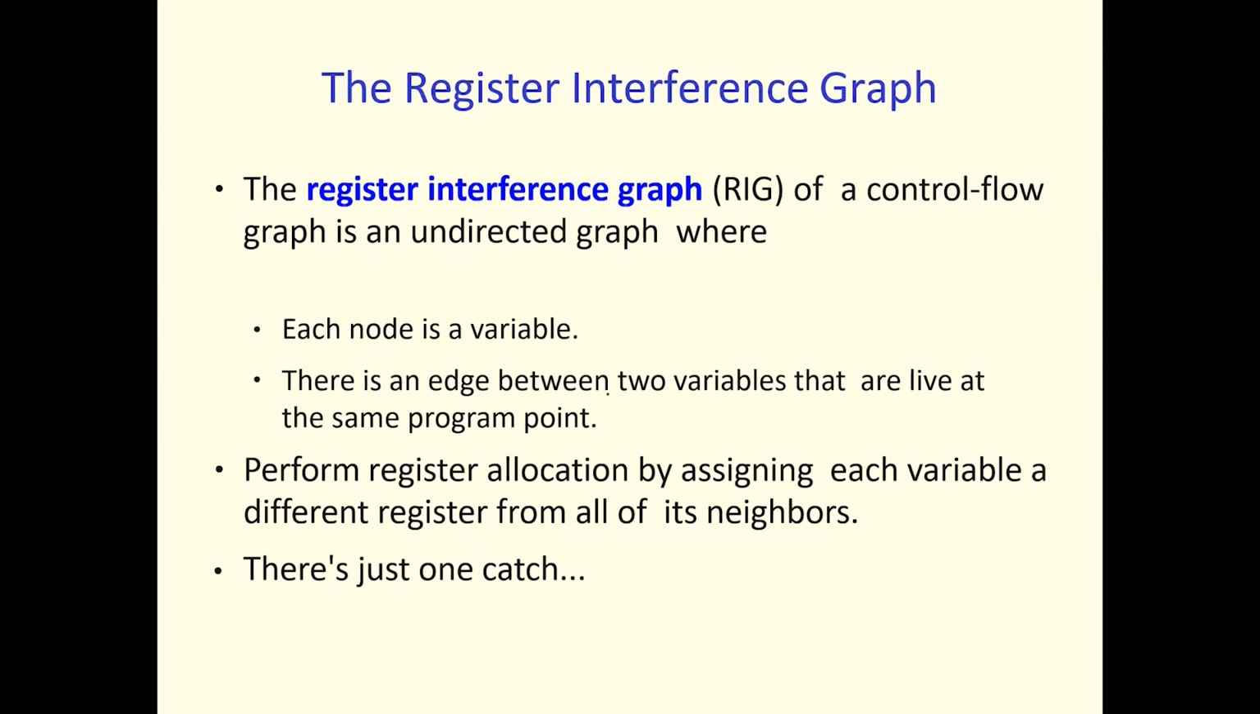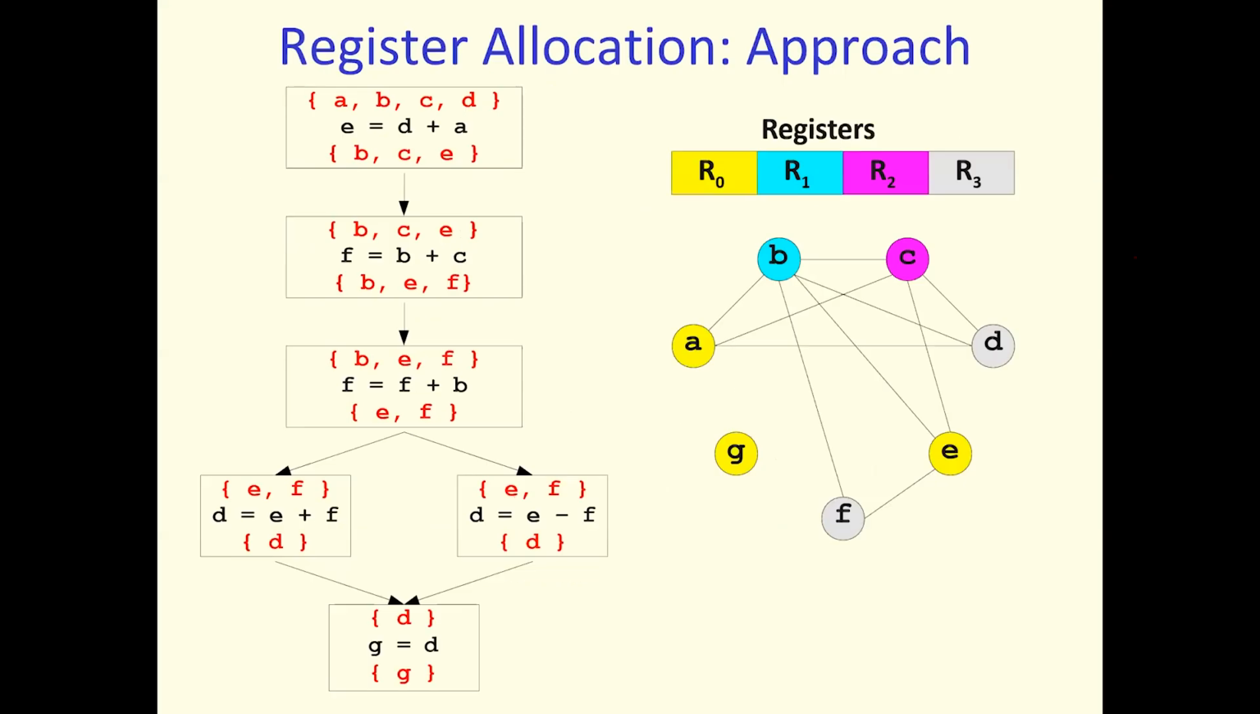It's the same. Each node is a variable. There is an edge. Okay, so let me just come back to a question. Somebody says, why are A and D disconnected in the graph? No, they are not disconnected. See, A and D are connected. A and G are disconnected. I have no point where A and G are used together.